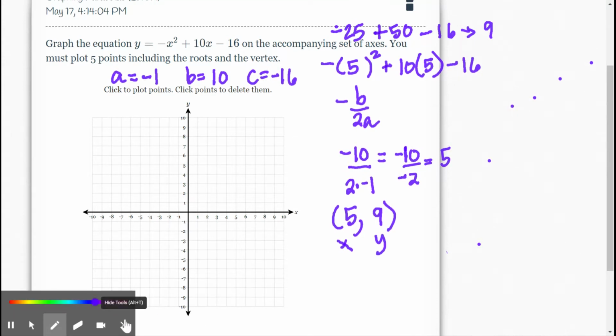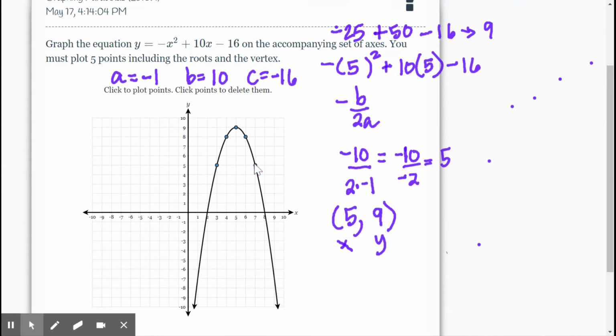All right, so let's go get on my pointer. 5, 9. Okay, now this one has got a couple of challenges. First of all, a is -1, so this thing's opening downward. So I'm going to go 1, 1, going down. Now here's the problem. If I just do my pattern 1, 1, and then 2, 4, and so on, even though you have 5 points, DeltaMath is going to say you're incorrect because 2 of the points have to be the roots.